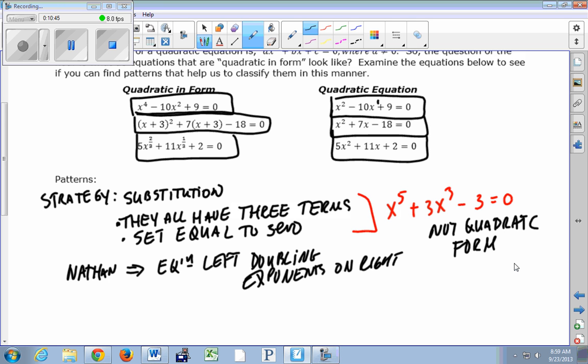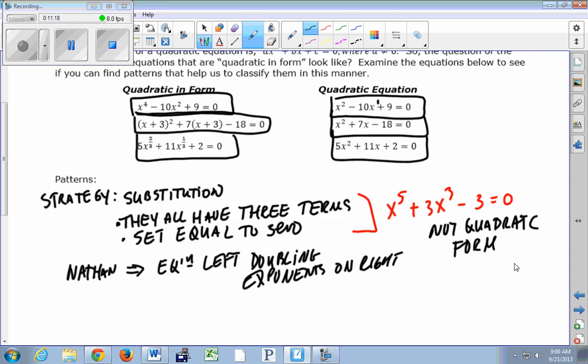So quadratic in form has to have this pattern: you set your equation equal to 0, and then you look at the degree of your first term. If that degree is twice the degree of your middle term, it's double, then it's quadratic in form. And we're going to take a look at a strategy today. Now, it took a little while to get that out, but it's more important that we get it from you than it is for me to just tell you, okay?